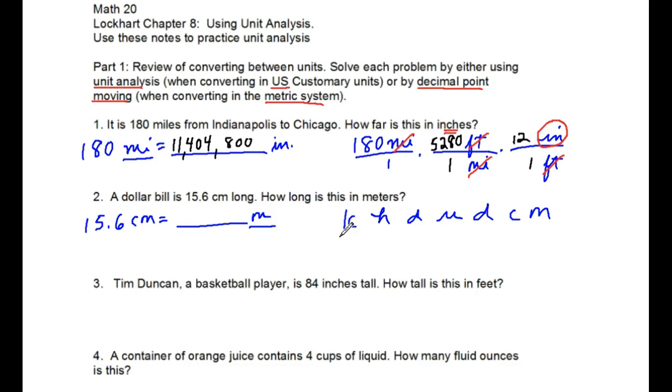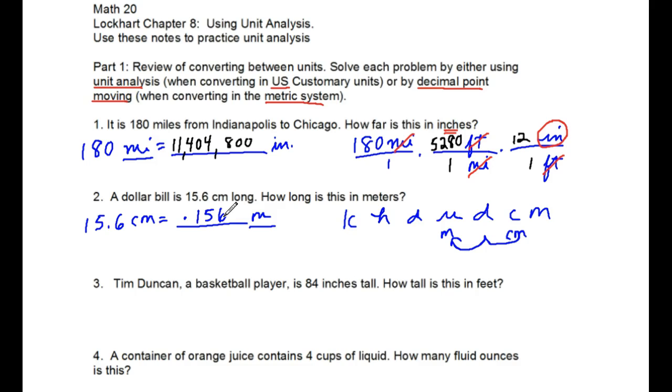I'm going from centimeters, which is over here, to meters, which is the unit. And I'm going to count how many places I go. 1, 2. I'm going 2 places to the left. That means I can take my decimal point 2 places to the left and get 0.156 meters.